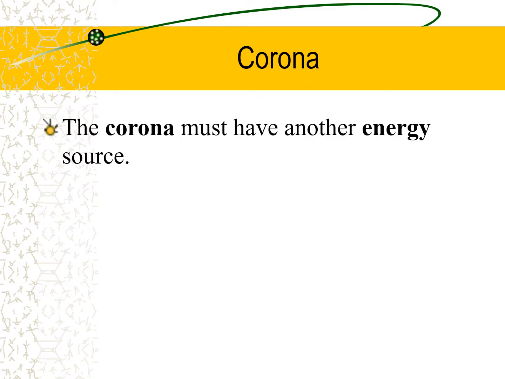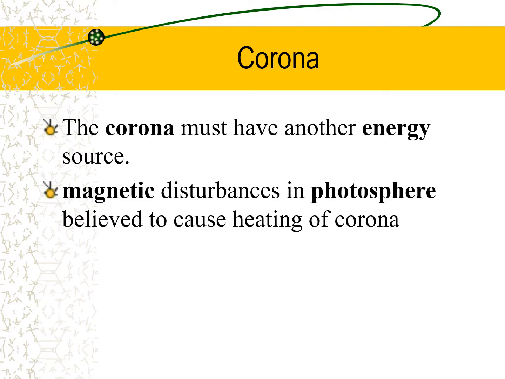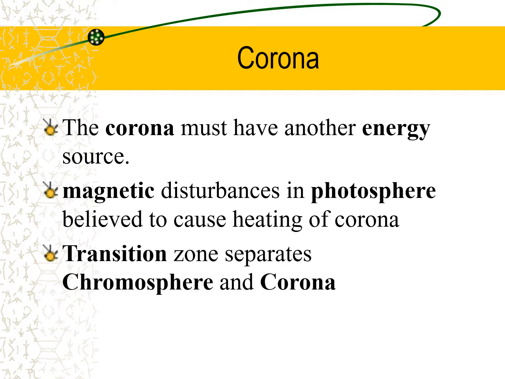The corona has to have some type of energy source. Where is that energy coming from? How is it heating up so much? We believe that it's probably due to the magnetic disturbances on the photosphere. As there are more and more magnetic disturbances, we believe that energy is what's causing the corona to heat up. That heating happens very, very quickly, and we call that the transition zone. It's what separates the chromosphere and the corona.